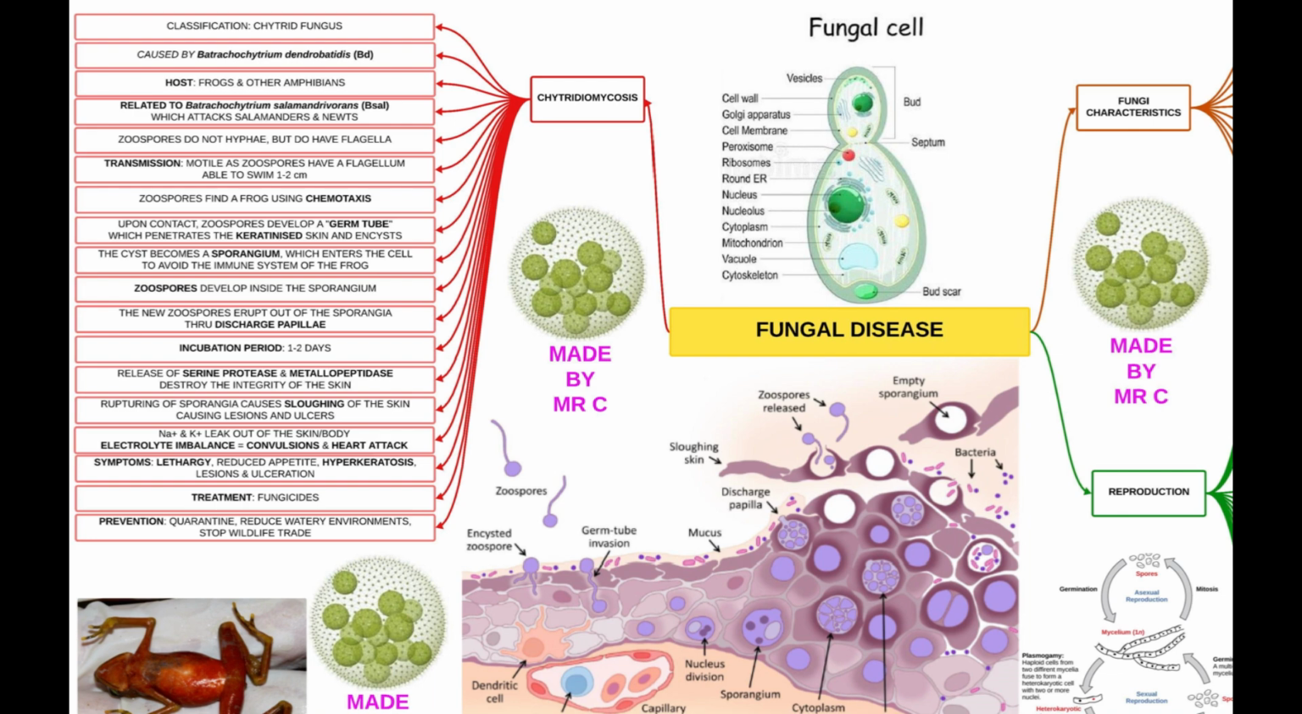Symptoms include lethargy, a reduced appetite, hyperkeratosis, lesions, and ulceration. The treatment is using a fungicide. Prevention is quarantine, which is isolating any frog that you might think is infected, reducing the watery environment so there's not big standing puddles of water lying around, and to stop wildlife trade.